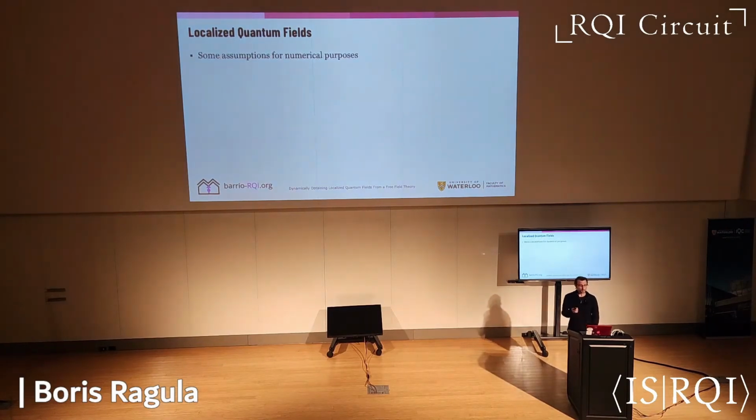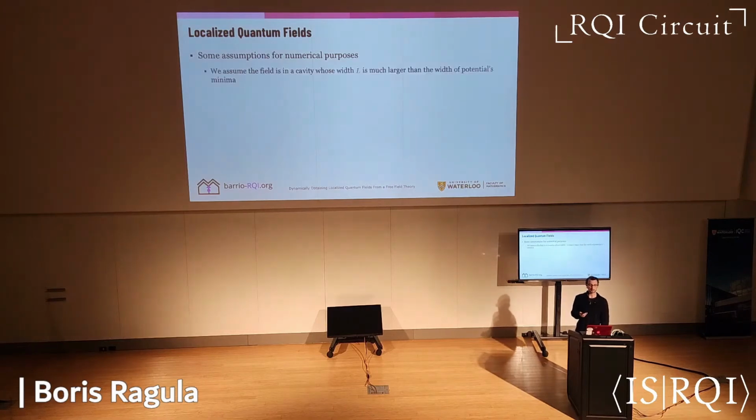So we do make a few assumptions for the numerical purposes. The first is we assume that the field will start in a cavity whose width L is significantly larger than the width of the potential's minima, in which case we're still effectively modeling an initially free field theory. The other thing we do is regularize the two-point correlator to remove vacuum divergences by smearing each of the arguments by some Gaussian function whose width will be roughly on the scale of the discretization that we use to solve the PDE equation of motion.